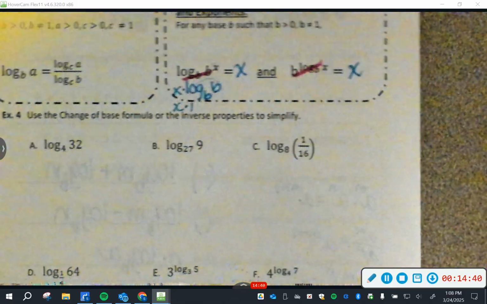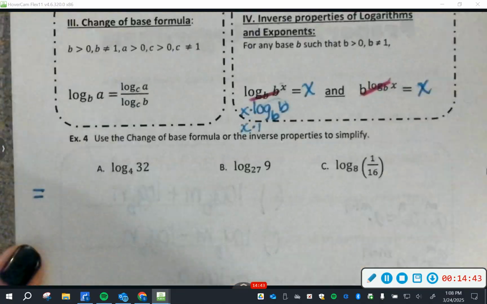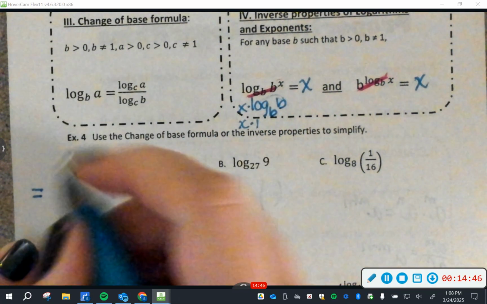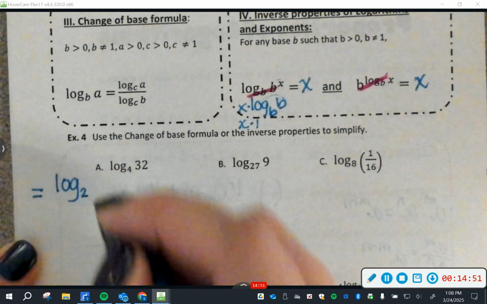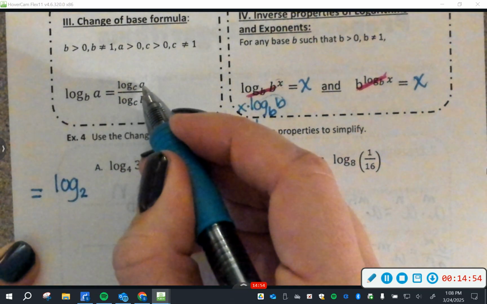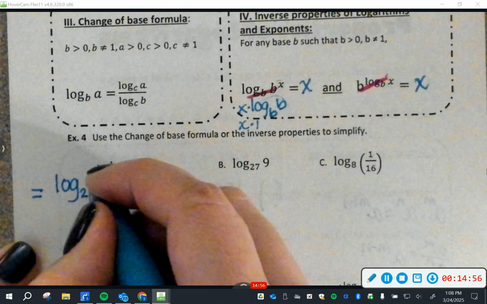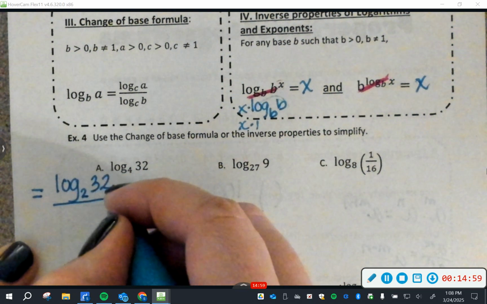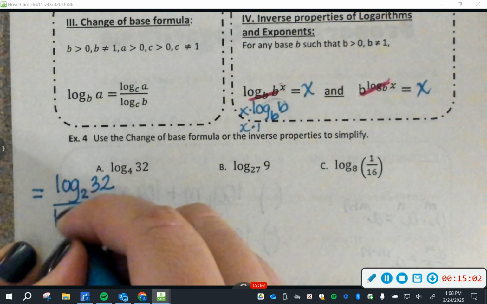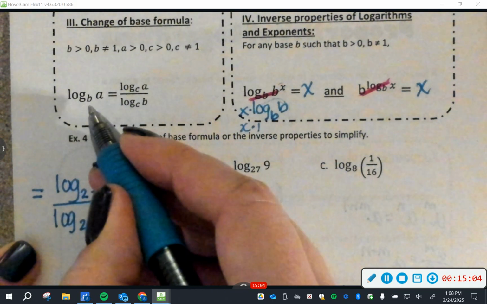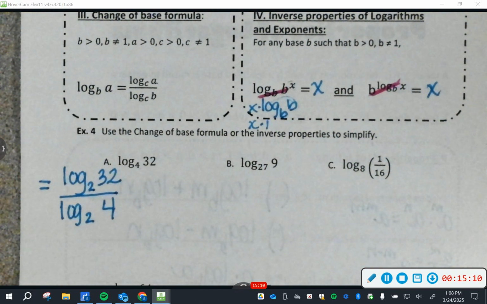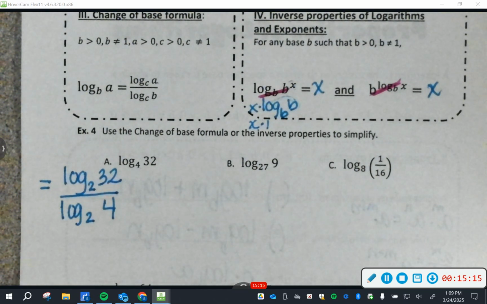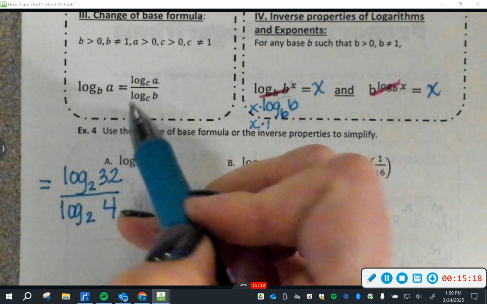4 and 32, they're both powers of 2, right? Okay, so here's what I'm going to do. I'm going to choose my new base to be 2. So I'm going to use the change of base formula, and the new base is going to be 2. So I'm going to write log base 2, and then I have to put the argument up top, so 32, over log base 2, and then I put my original base on the bottom, and that one was 4. Okay? So I'm just plugging into this formula.